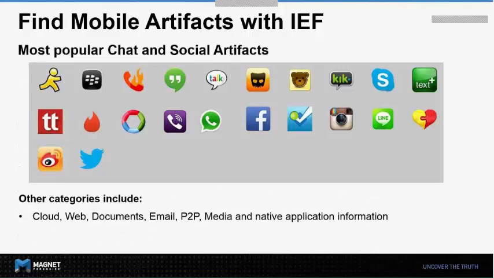And here's some of the most popular chat and social artifacts that we support today. This is not all the artifacts, this is just a subset. But you can see some of the most popular ones there: BBM, Google Hangouts, Facebook, Twitter. And we go through all the types of files in these applications and parse out data and make it easy for you to look at the data and analyze the data. And some other categories that we have, not just in social and chat, but we've got cloud, web, documents, email, peer-to-peer, media, and native application information. So things like Bluetooth devices, Wi-Fi profiles on a device.